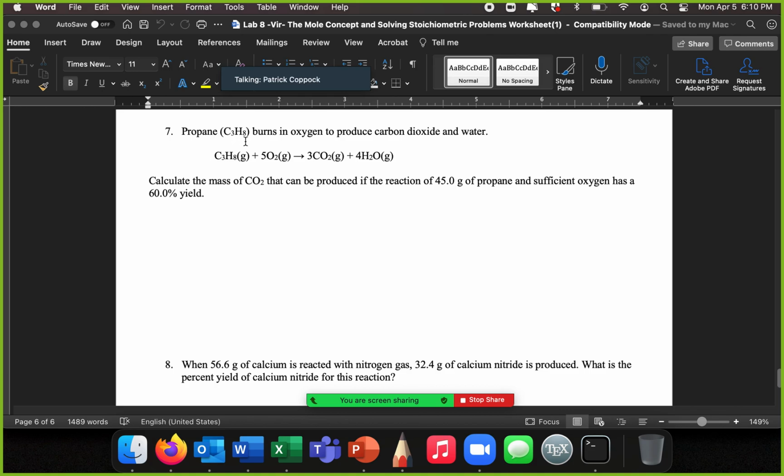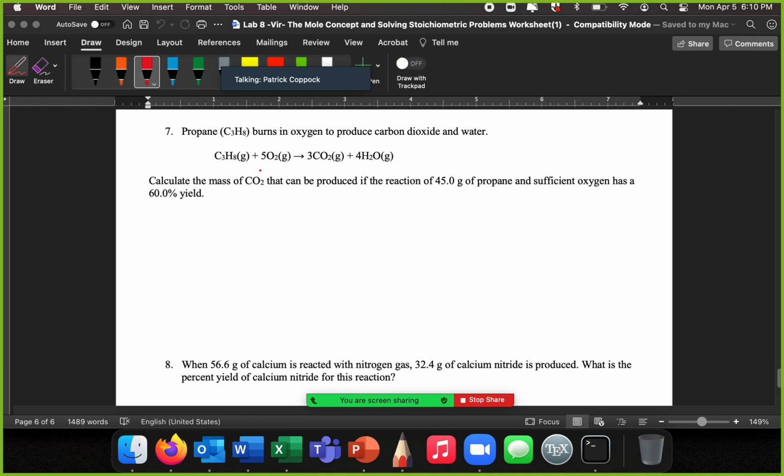So propane burns in oxygen to produce carbon dioxide and water. We've seen that reaction before. So calculate the mass of CO2 that can be produced if the reaction uses 45 grams of propane and sufficient oxygen. Sufficient means that there's plenty. It means oxygen is not the limiting reactant. So propane is going to be the limiting reactant.